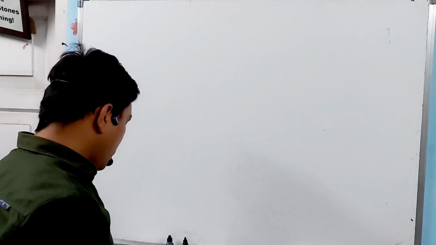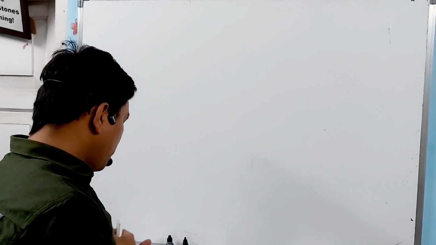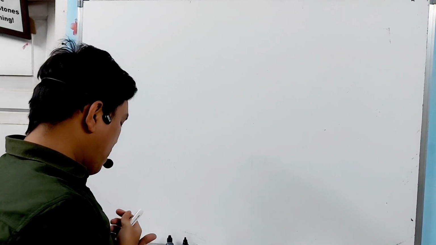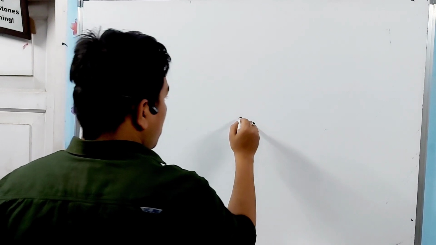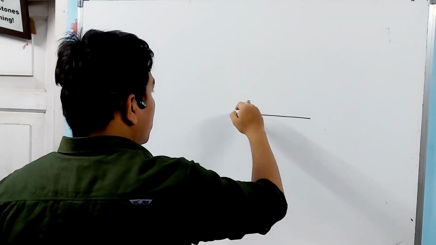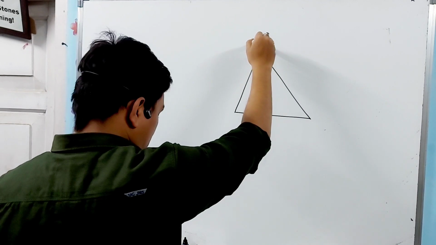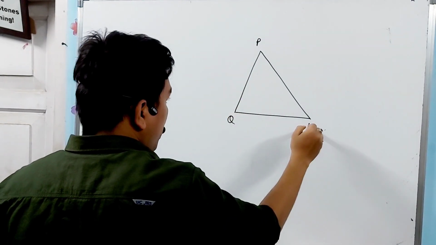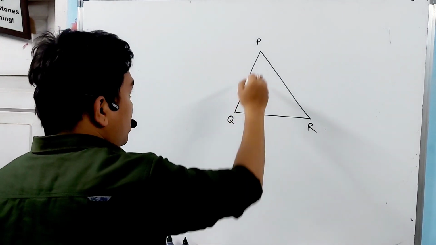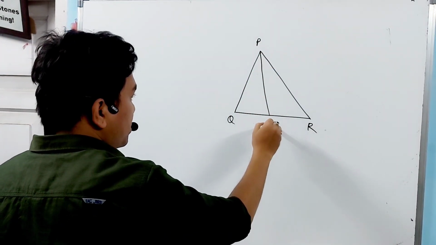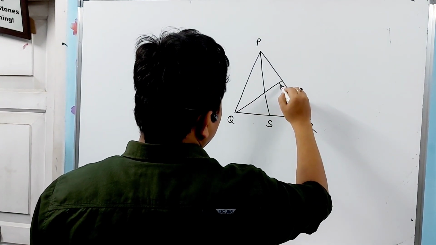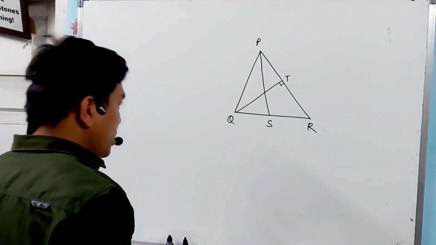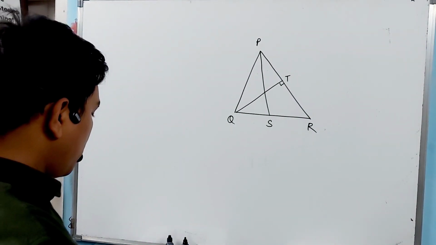Okay, so now we have one example here, example number 7. The figure is already given. So now one triangle is given, PQR, and one line is drawn in this way, this is S, and the other one is given that QT is perpendicular to PR.